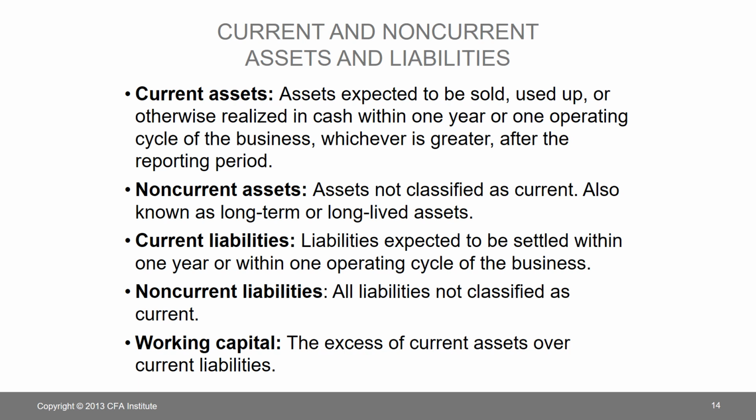Examples of companies that might be expected to have operating cycles that are longer than 1 year include those operating in the tobacco, distillery, and lumber industries. Even though these types of companies often hold inventories longer than 1 year, the inventory is classified as a current asset because it is expected to be sold within 1 operating cycle. Assets not expected to be sold or used up within 1 year or 1 operating cycle, whichever is greater, on the other hand, are classified as non-current assets.